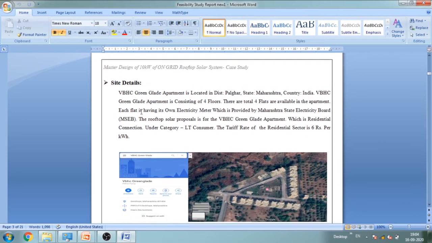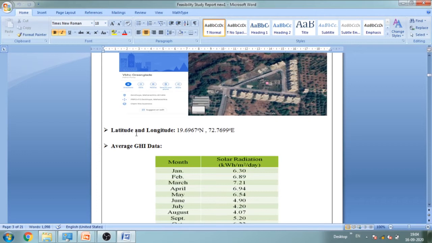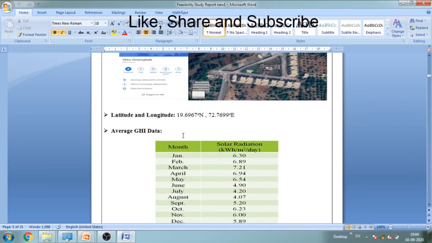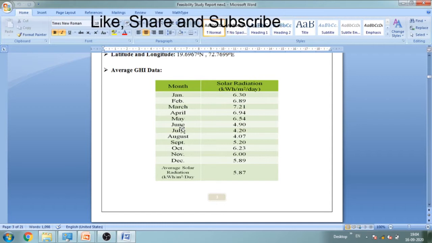Once we have mentioned the site detail, we need to put a satellite imagery there which shows where the site is located. Then we need to mention the latitude and longitude of the particular site. In this case, the latitude is 19.69 degree north and 72.76 degree east is the longitude. Then we need to mention the average GHI data, consisting of the month-wise solar irradiation value, here from January, February up to the December month. The GHI data is given in terms of kilowatt hour per meter square per day.